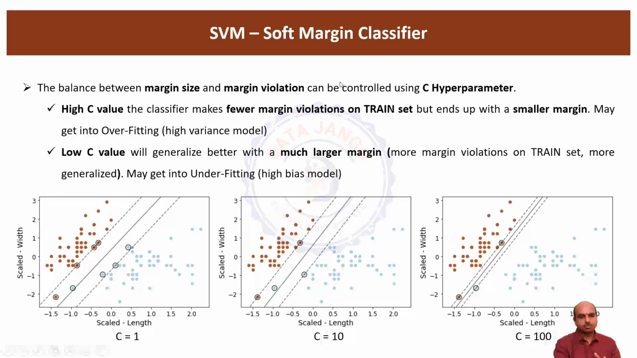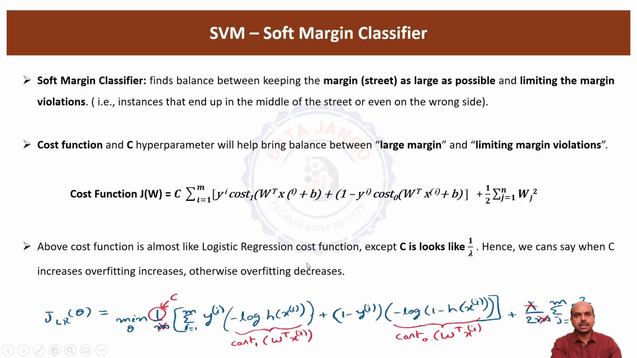When we see the diagrams, these diagrams are on train set. If some record is being predicted wrongly here, it is on train set. On test set, most probably, even if some erroneous records are there, it may be able to handle them. The C is the hyperparameter which actually handles the margin violation. So the cost function and the C hyperparameter will help bring balance between large margin and limiting the margin violation. How it helps, we'll see.